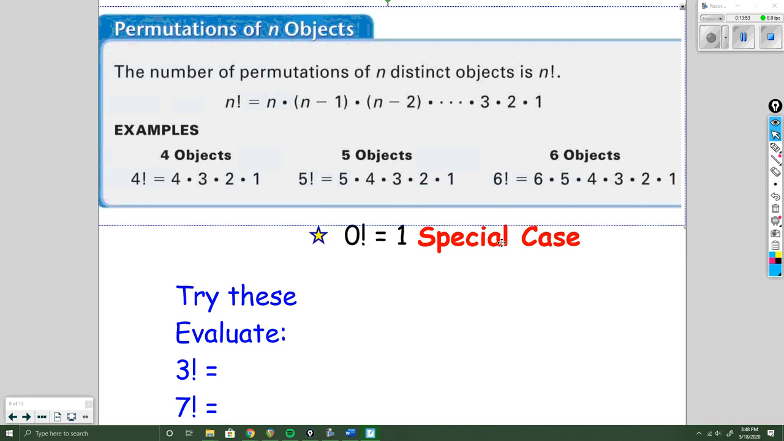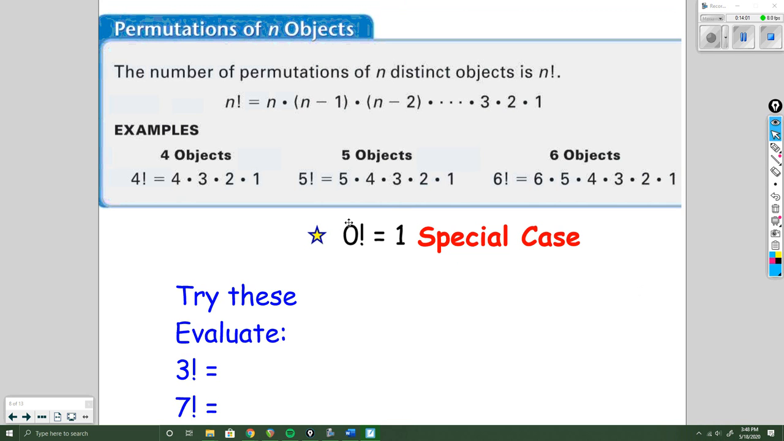So 0 factorial is a special case. 0 factorial equals 1. Basically, the way I like to say this is there's one way to arrange 0 objects. We just do nothing. All right, so let's try these. Try these in your calculator.